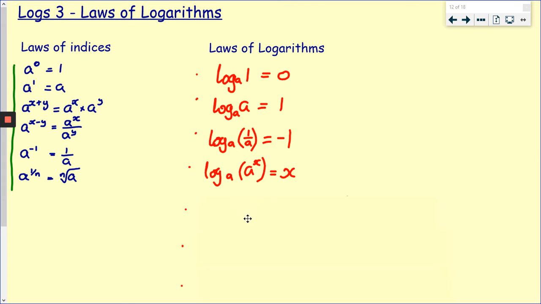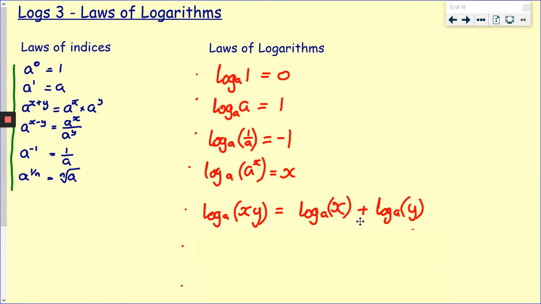So the next three are the key laws of logarithms that you'll use to manipulate questions. And again, they have analogies over here. So let's have a look at the first one. This I'm going to call the addition rule. And it basically says that if I have a logarithm, base a or any base, of a product of two things, then that is equal to the logarithm of the first plus the logarithm of the second.